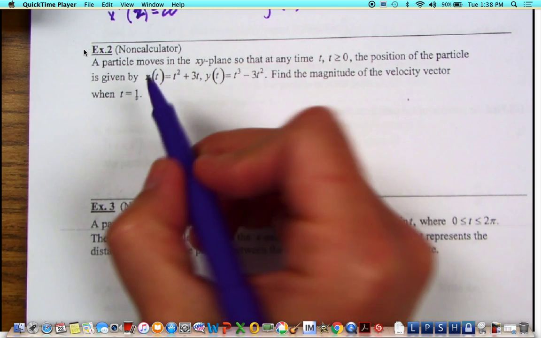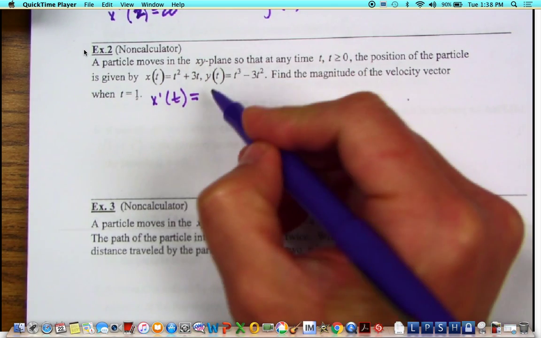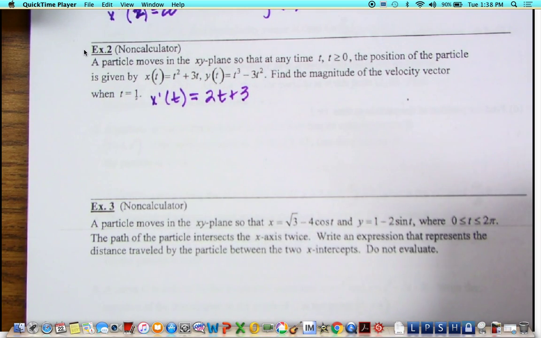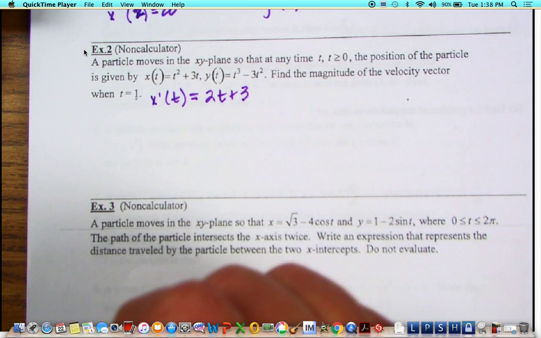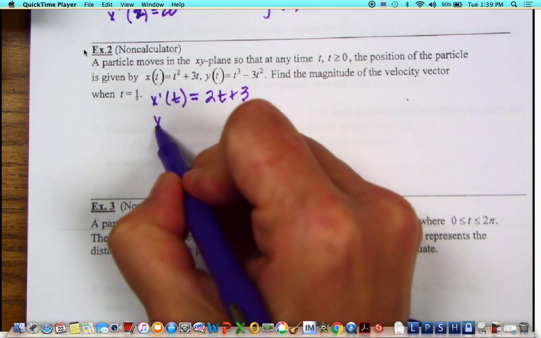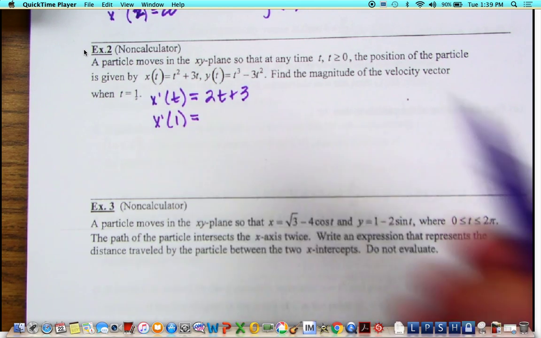Okay, so let's find x prime of t. And what is it? 2t plus 3. And I need this calculated when? At 1. So at 1 I get 5.